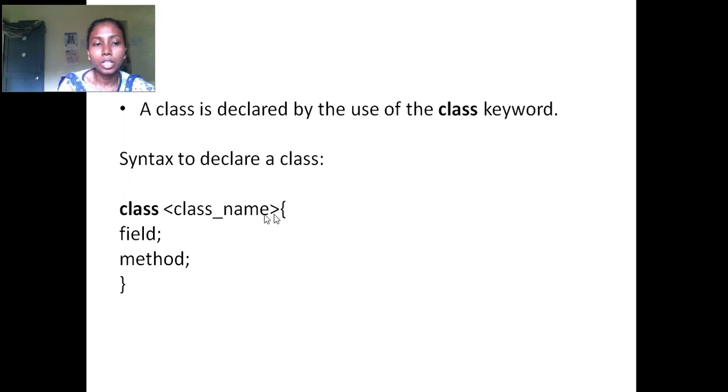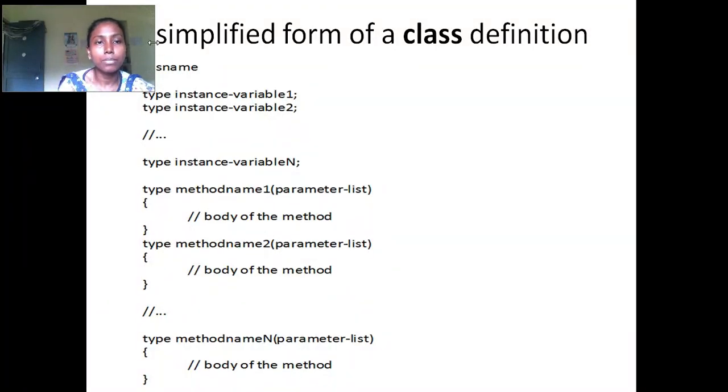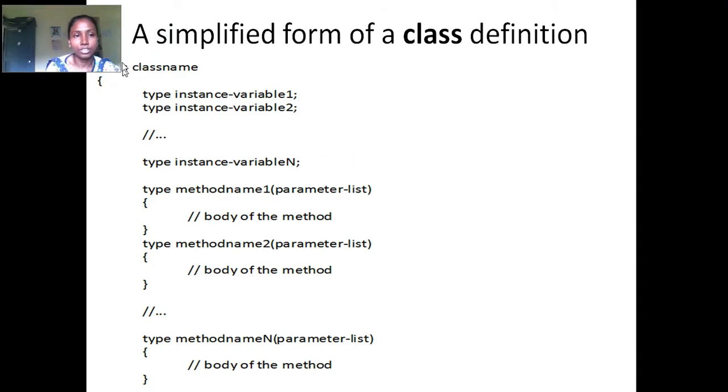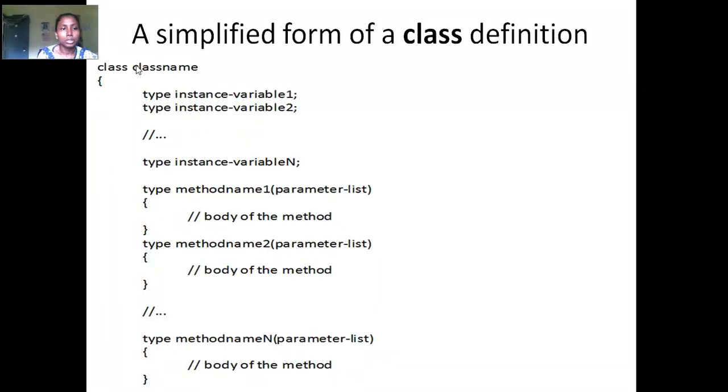So this is the beginning of the class, this is the body of the class, and this is the ending of the class. Here you can see the simplified form of a class definition. Here is the class keyword, then the class name. For example, here the class name, I'm writing here in small letters, but your class name will be a capital letter. Then the type, instance variable 1, instance variable 2.